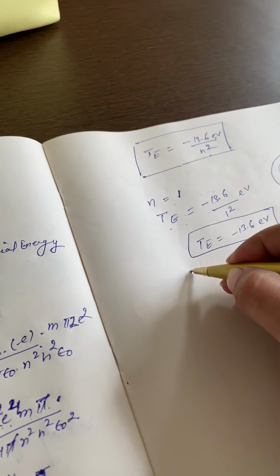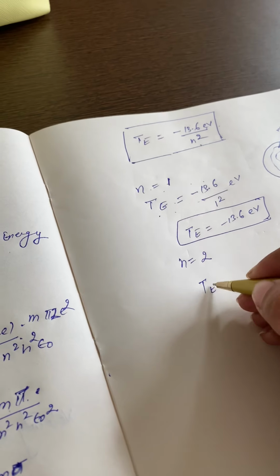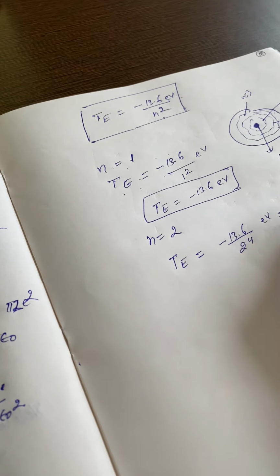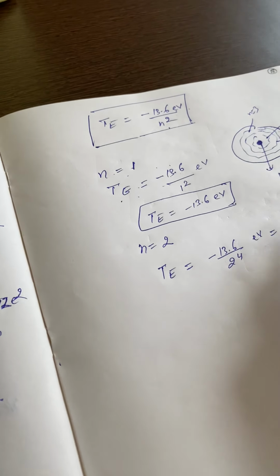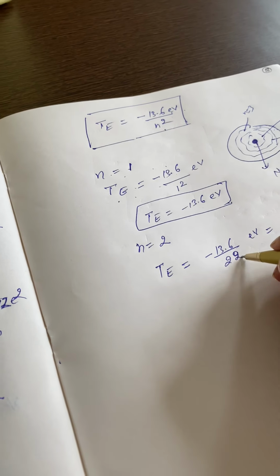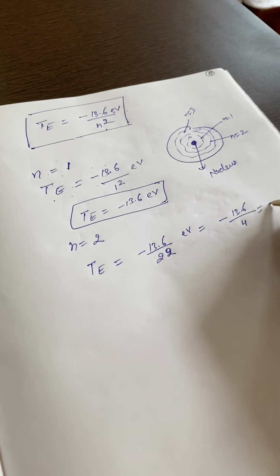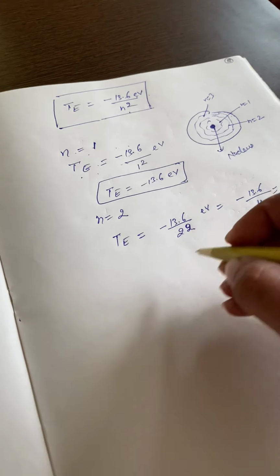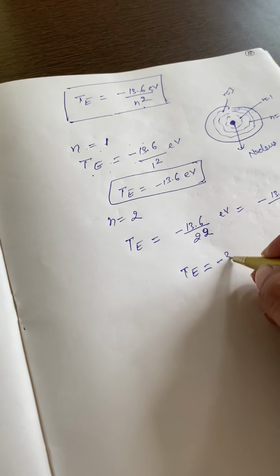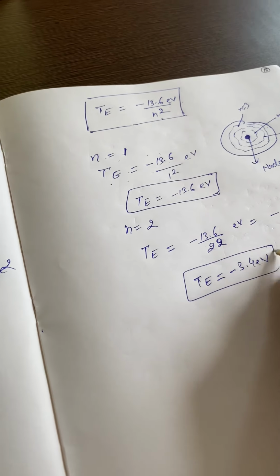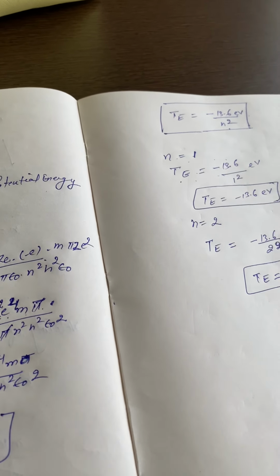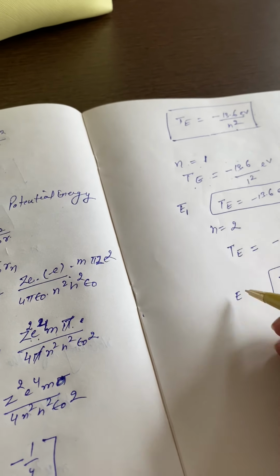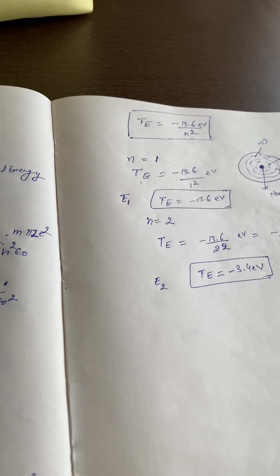Okay. Now for the second orbit, n is equal to 2, the total energy will be equal to minus 13.6 divided by 2 raised to power 2. Here it will become 4. So the total energy for the second orbit will become equal to minus 3.4 electron volt, and so on. Here we can write E1, E2, and so on by putting different values.